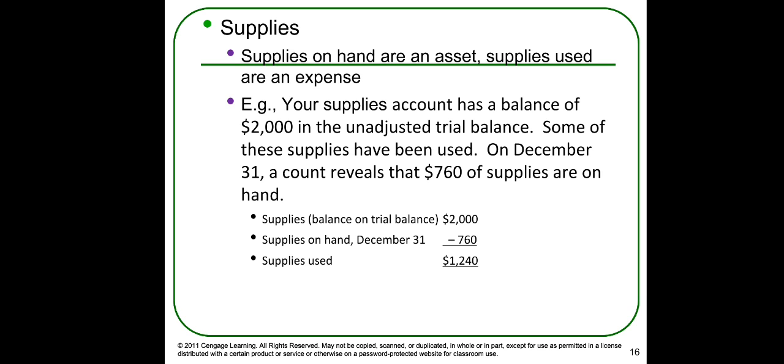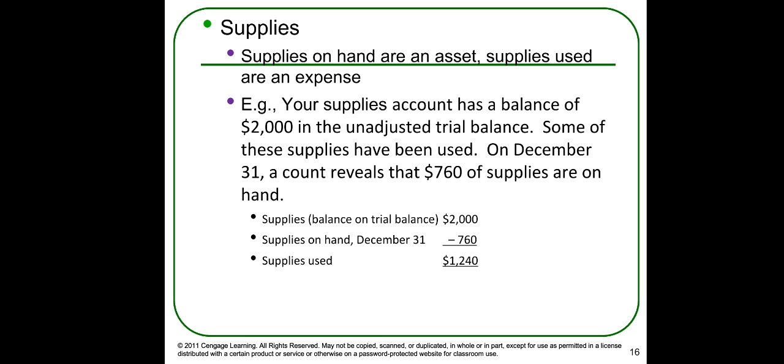Okay, so that is the definition for supplies. I hope you can understand that. And then, okay, remember this. Let's say you have a laundry shop. Supplies on hand are an asset. Supplies used are an expense. So if you have a laundry shop, when you have the supplies in your shop, you have the detergents, the softeners, etc.